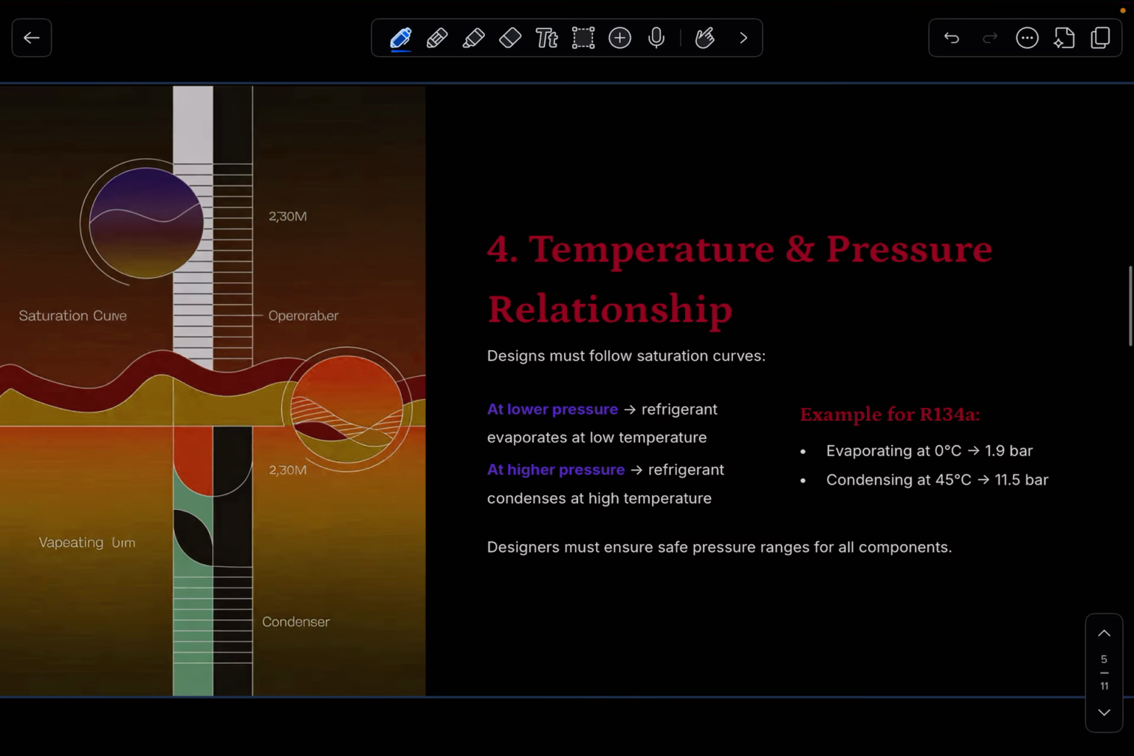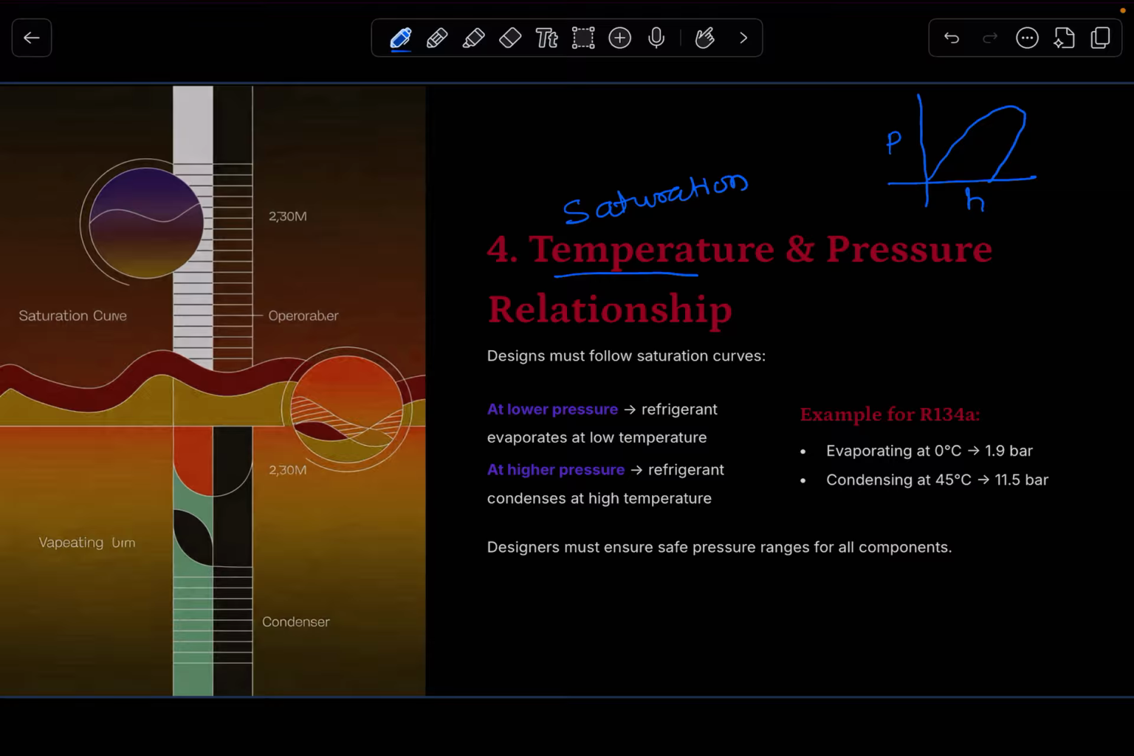We also need to understand a very fundamental relationship between temperature and pressure while choosing a refrigerant. And we also need to understand the pressure enthalpy diagram of the refrigerant while designing the refrigeration system. Okay, so as all of you know, the temperature, or more correctly the saturation temperature or boiling temperature, is a function of pressure.